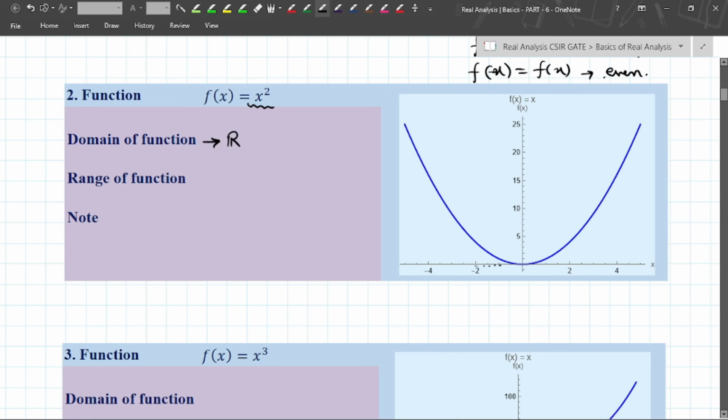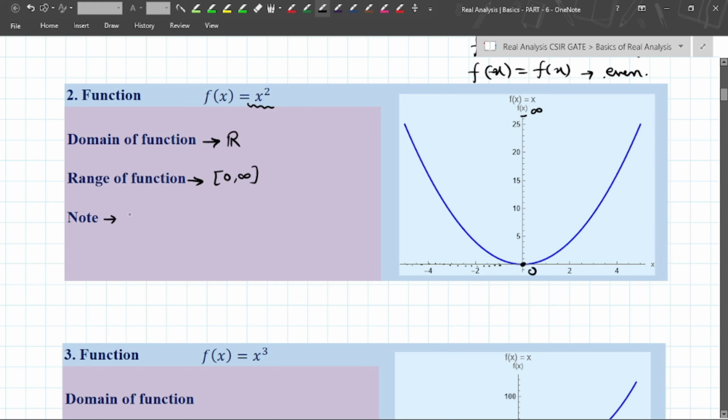It means from the x-axis you can take any input for this. But the thing is, the range will take only the positive values, because it is x square and it is positive. So it will map only to the positive, that is 0 to infinity. It will take 0 to infinity of f of x.